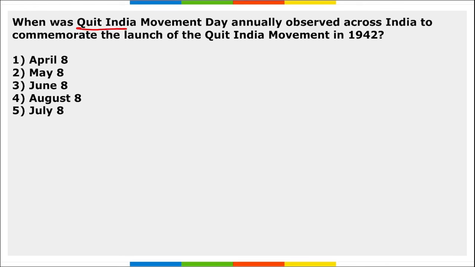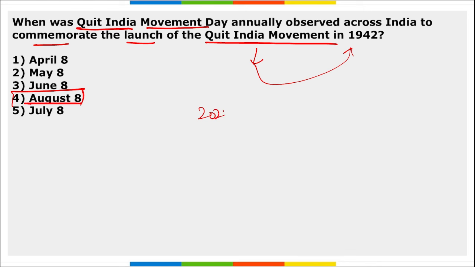Next, when was Quit India Movement Day annually observed across India to commemorate the launch of Quit India Movement in 1942? So it is 8th of August that we observe Quit India Movement Day, also known as August Kranti Day. And when was Quit India Movement launched? It was in 1942. This was basically India's struggle for independence from the British colonial rule. This year in 2024, we observe the 82nd anniversary of the Quit India Movement.